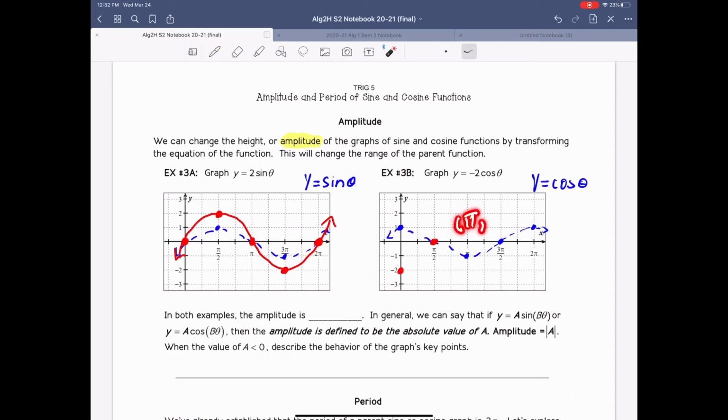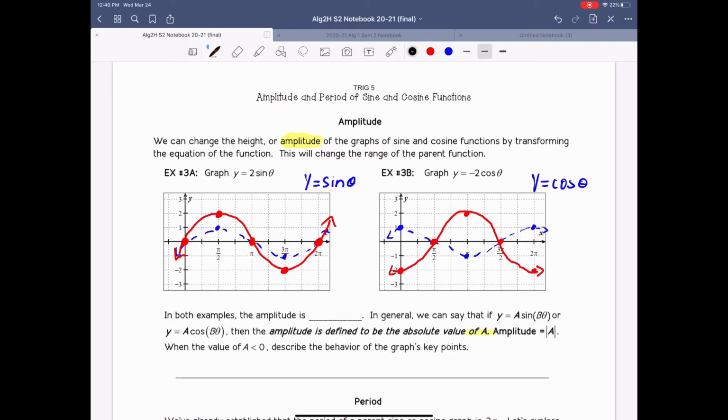But again, I've got to take that y value and multiply by negative 2. That's going to give me (pi, 2). All right, so (pi, 2) is my next point up here. 3 pi over 2 has a y value of 0, so that's going to stay the same. And last but not least, 2 pi has (2 pi, 1). Multiply that by negative 2, we get (2 pi, negative 2). So that's going to be my next point. And this is what my new graph looks like. So we have a stretch, and we also have a reflection about the x-axis.